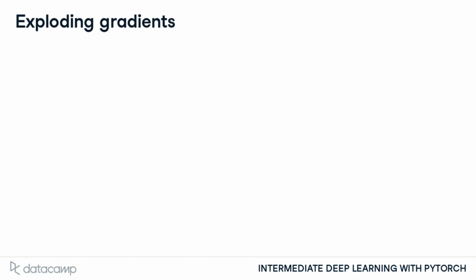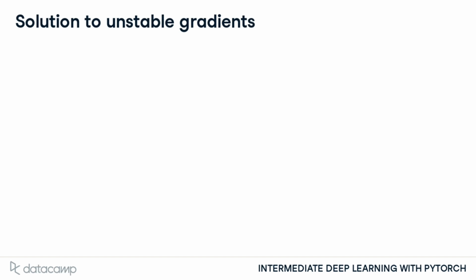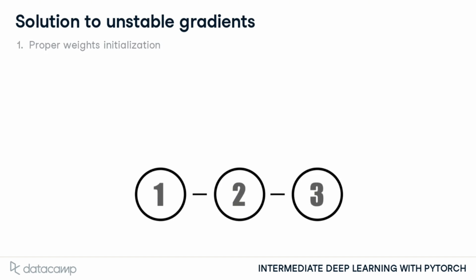In other cases, the gradients get increasingly large, leading to huge parameter updates and divergent training. This is known as exploding gradients. To address these problems, we need a 3-step solution consisting of proper weights initialization, good activations, and batch normalization.